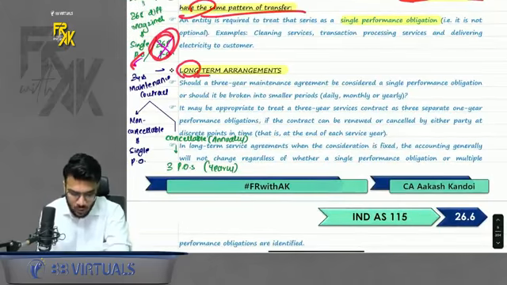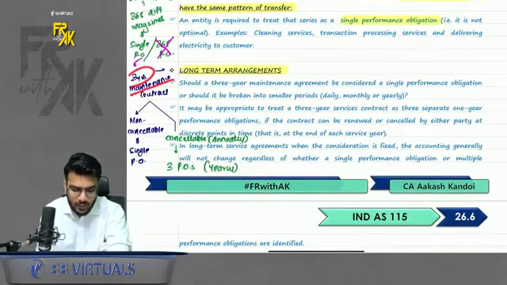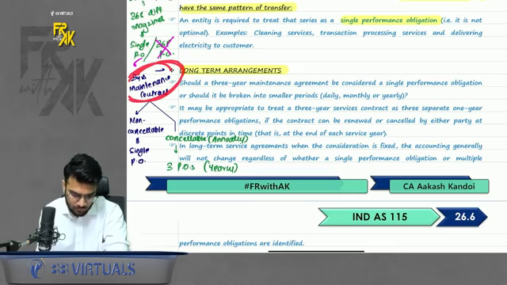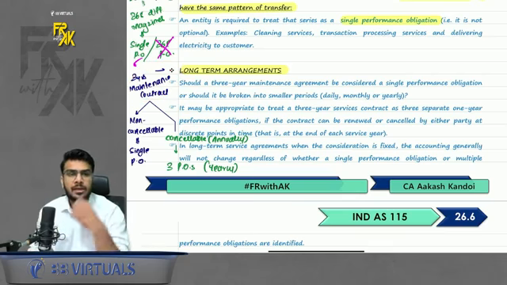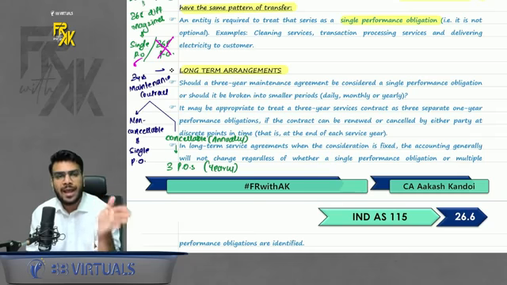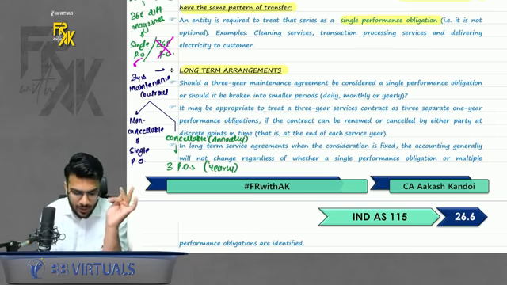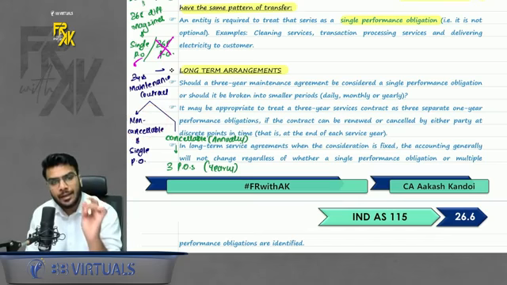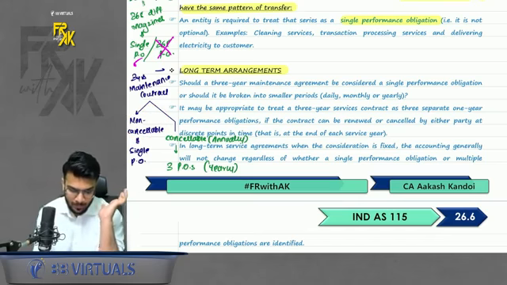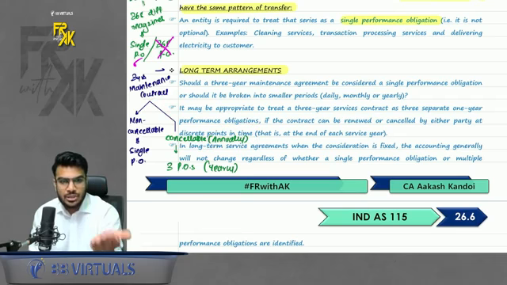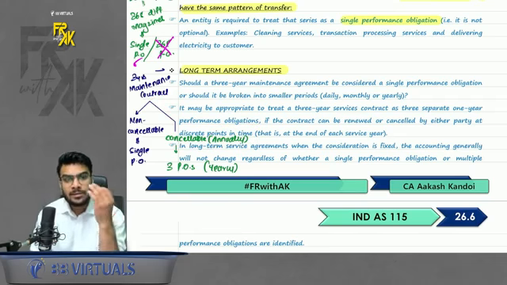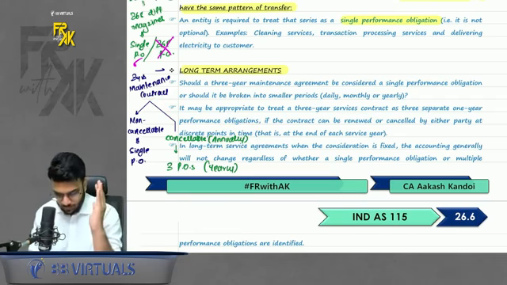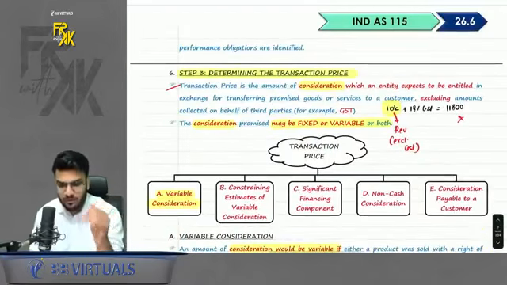Okay, next, long-term contracts. If you enter into a 3-year maintenance contract, what will be the obligation here? Will it be a 3-year single performance obligation or 3 annual performance obligations? If you enter into a 3-year maintenance contract and it is a non-cancelable contract, it will be treated like a single performance obligation. But if it can be cancelled annually by either of the parties, it will not be a single PO, it will be 3 POs, annually. Okay, do remember that. This is what we did in step number 2.